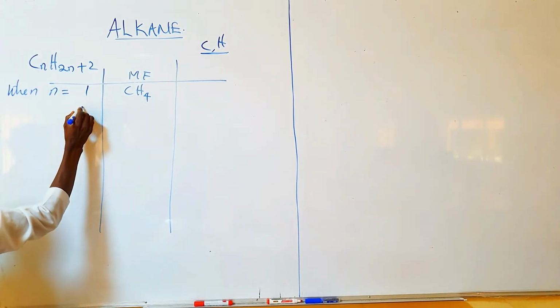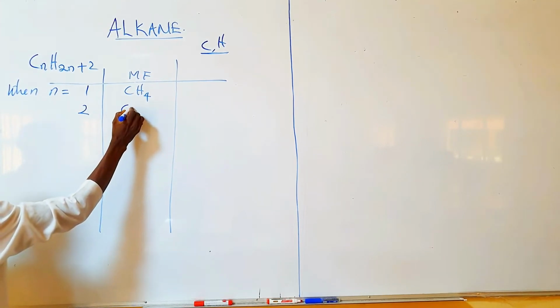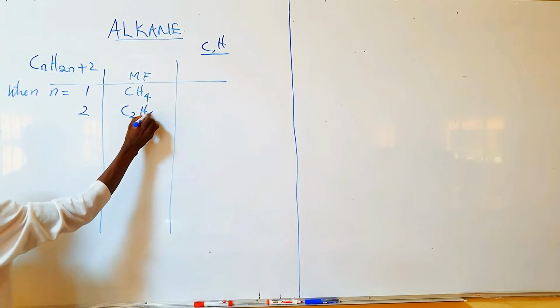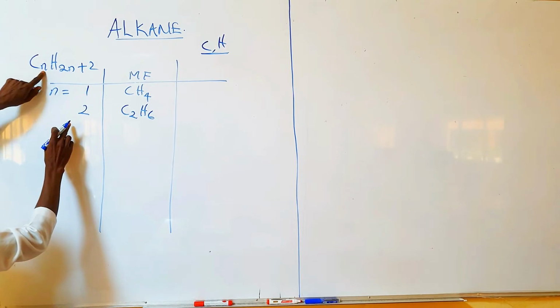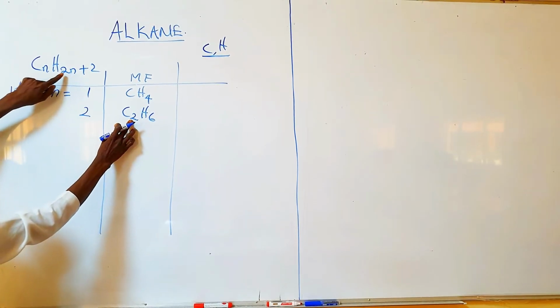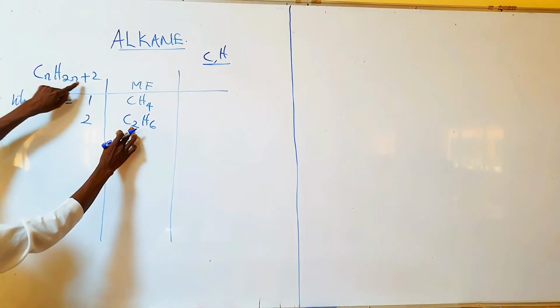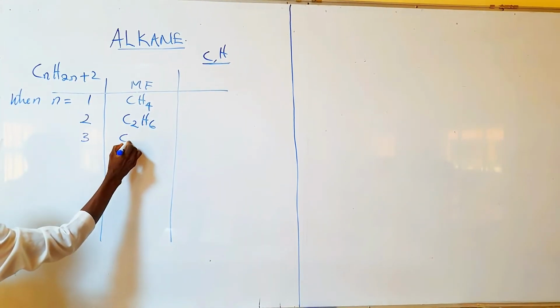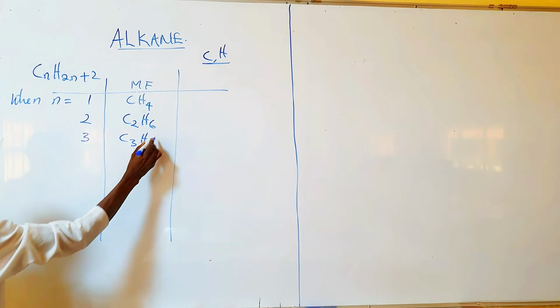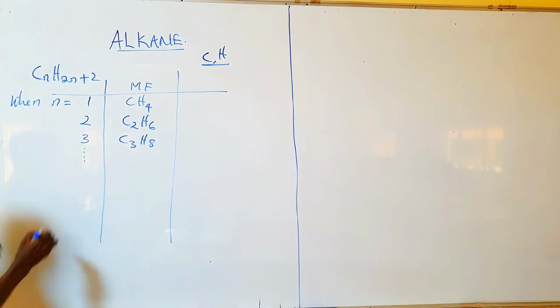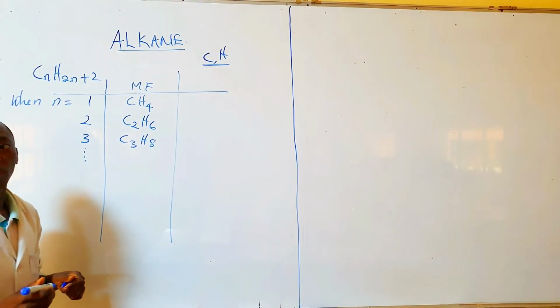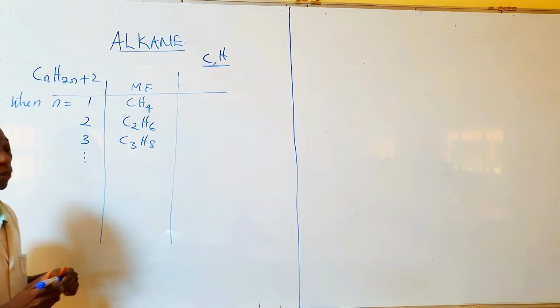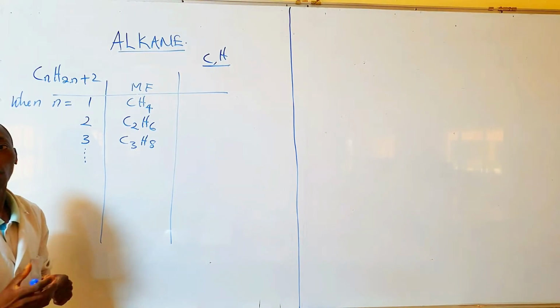And when n equals 2, we have C2H6, 2 carbons, 2 times 2 making 4, plus 2, 6. When n equals 3, we have C3H8, and so on. Pause a bit and try to write out the first 10 members of the alkane homologous series.